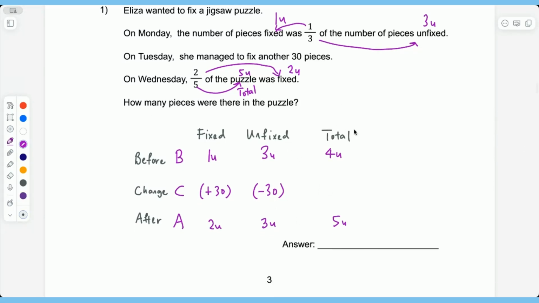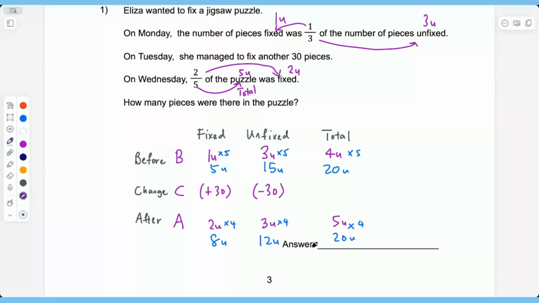Since the number of pieces in this jigsaw puzzle will remain unchanged, we have to make this 4 units equal to 5 units. So we multiply by 5 for this first row here. That will give us 5 units, 15 units, and 20 units. And for the last row, we will multiply by 4. 5 multiplied by 4 will be 20 units. Hence, the total is 20 units and it remains unchanged. Here we have 2 times 4 will be 8 units, and 3 times 4 will be 12 units.